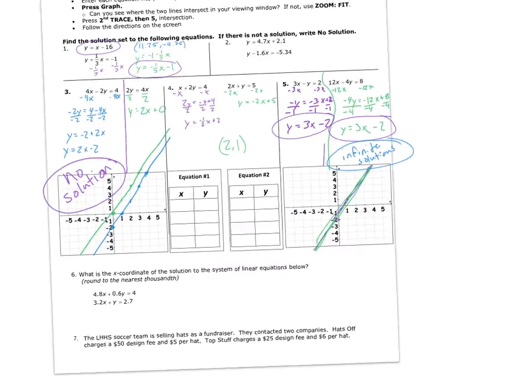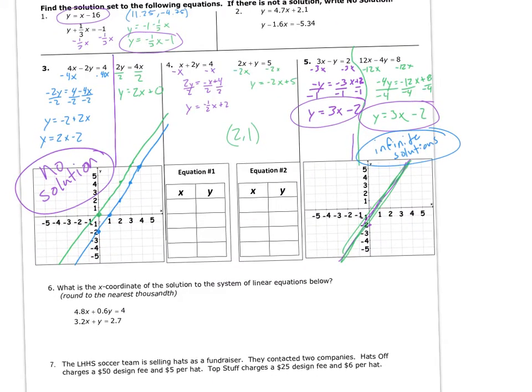So now if we look at them again, if I have two lines with the same slope, but different y-intercepts, there's no solution. If I have two lines that have different slopes, they're going to have one solution. And then if I have the exact same line, they're going to be infinite solutions.